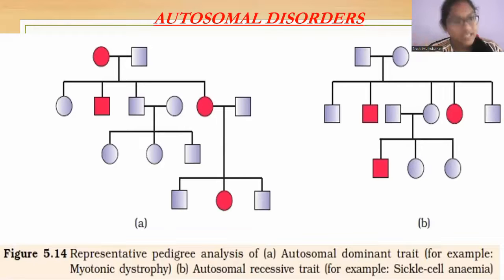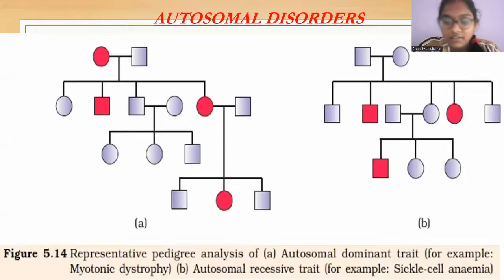Recessive means, suppose again, if we take capital R small r and capital R small r, then you should have small r and small r as a combination for the diseased phenotype. So the genotype should be small r small r for showing the diseased phenotype. So you can see the disease in generation 2 and generation 3. And now, as I said, the example for this is sickle cell anemia.